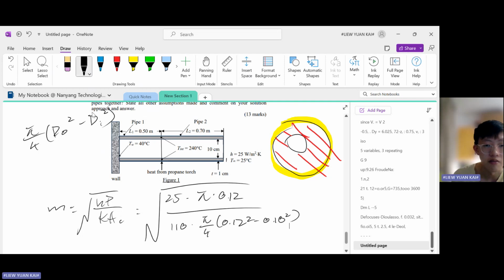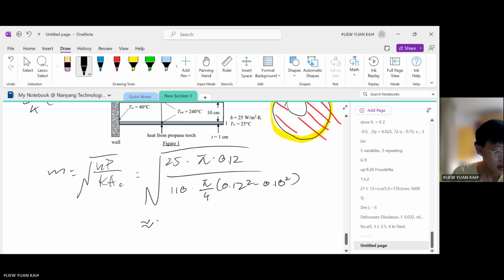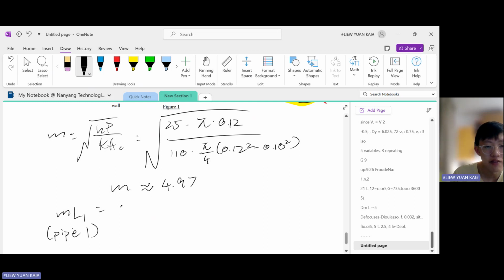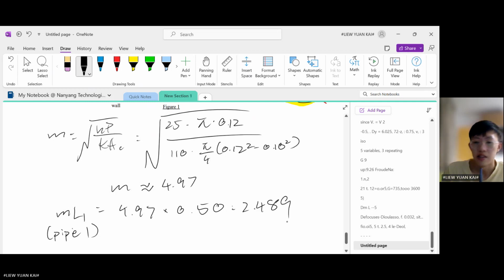Okay, and you punch this in your calculator, what you get is 4.97. Okay, m is equal to 4.97. So in order to check if you can use the infinite fin formulas, you need to calculate mL, right? So let's do mL for pipe 1 first. If we're dealing with pipe 1, then we use L1, right? So you take 4.97 multiplied by the length of the pipe, which is 50 centimeters, so 0.50 meters, and what you get is 2.489.